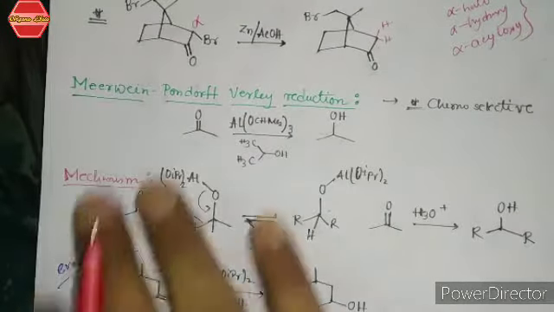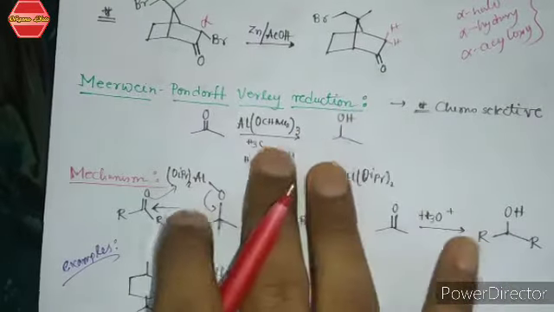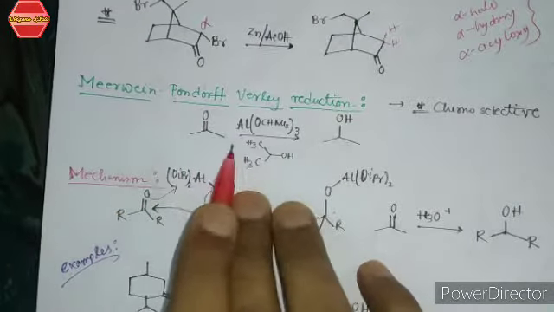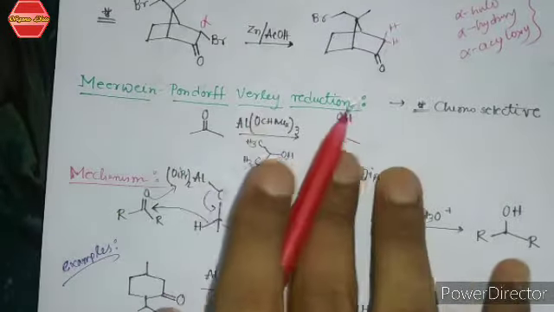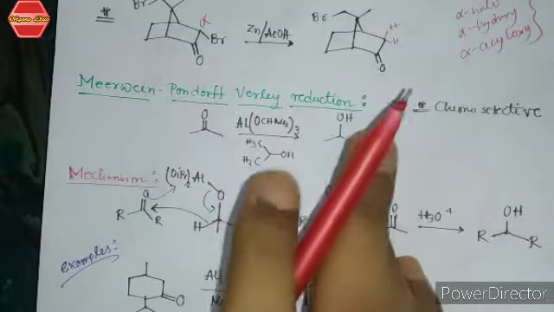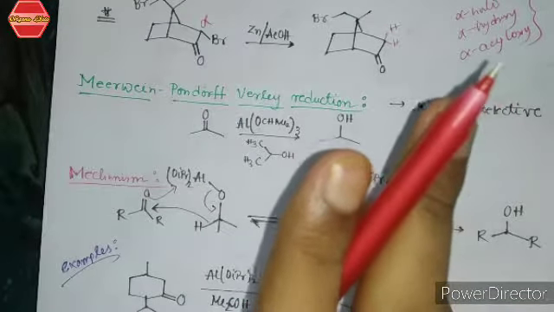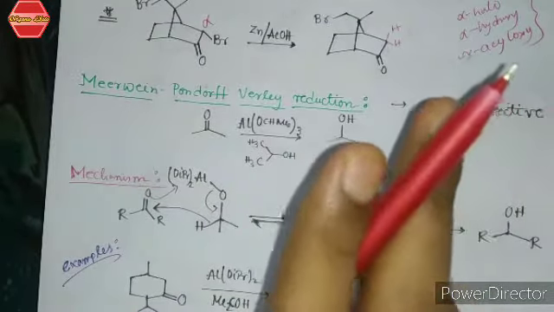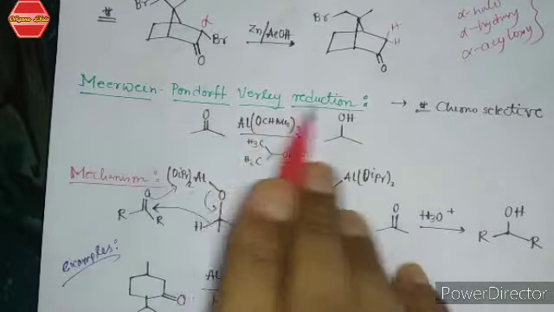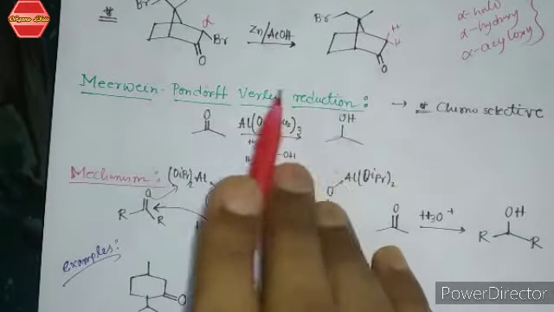Now let's come to the next important reaction, the Meerwein-Ponndorf reduction. This is also a chemoselective reagent to reduce this ketone to this alcohol. Now see, I already made a video on Oppenauer oxidation. If you haven't checked yet, you can go over there and check those videos. I already said in that video that Oppenauer oxidation is just the reversible form of Meerwein-Ponndorf, that is MPV reduction.